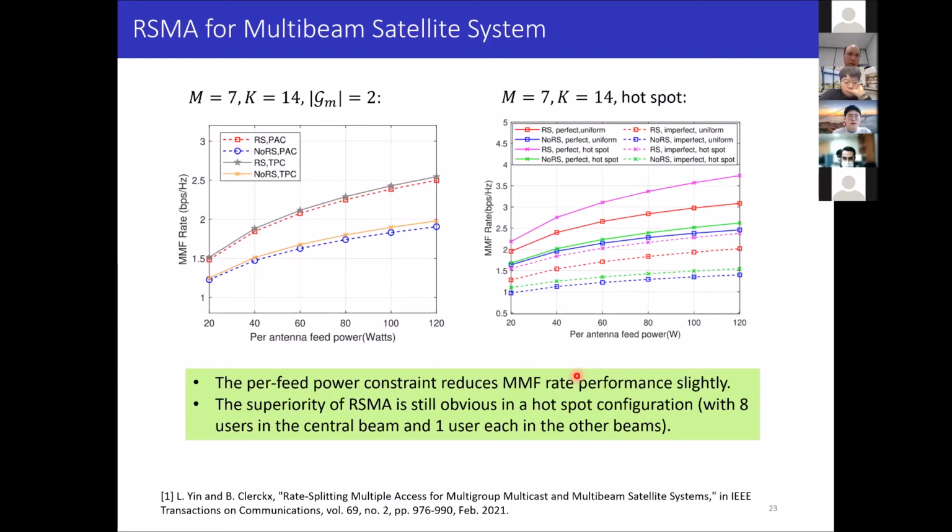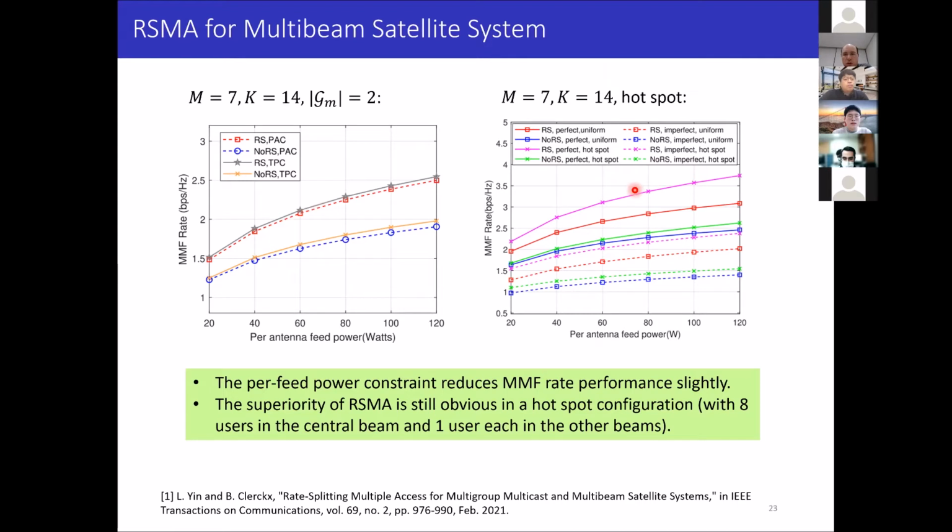Right, here's another example. If you have a per antenna feed power constraint compared to the total power constraint, what you see here is that the gray line is when you have a total power constraint, the dashed line is when you have a per antenna power constraint. Actually, if you do a proper optimization, the loss you incur by a per feed power constraint is quite marginal. So that's really not a significant issue, actually.